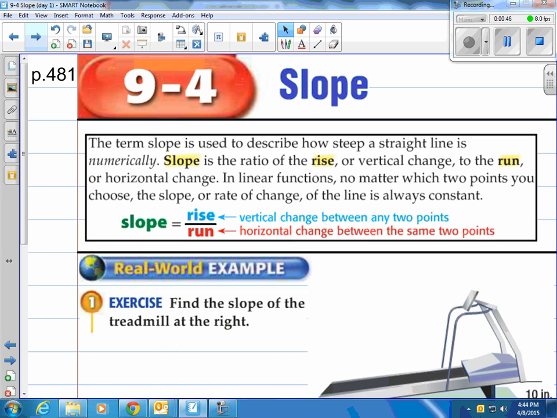Here we are. Slope is the ratio of the rise or vertical change, the up-down change, to the run or horizontal change, your left to right change. We always go from left to right. That's called our run. And again, rise is your up or down. In linear functions, no matter which 2 points you choose, the slope or rate of change of that line from left to right is always constant. So we have a slope that is equal to the rise divided by the run, or the rise over the run. Again, rise is your vertical change between any 2 points, and then your run is the horizontal change between the same 2 points.